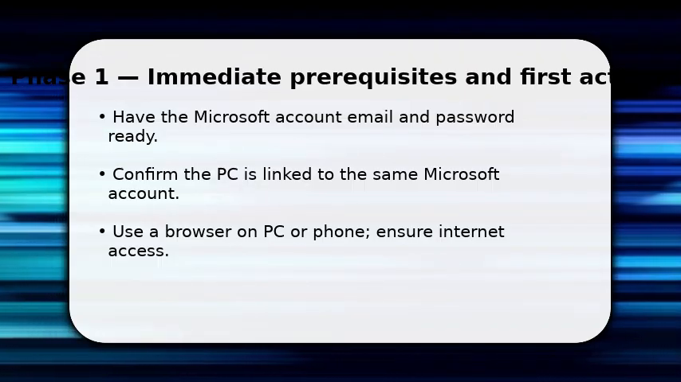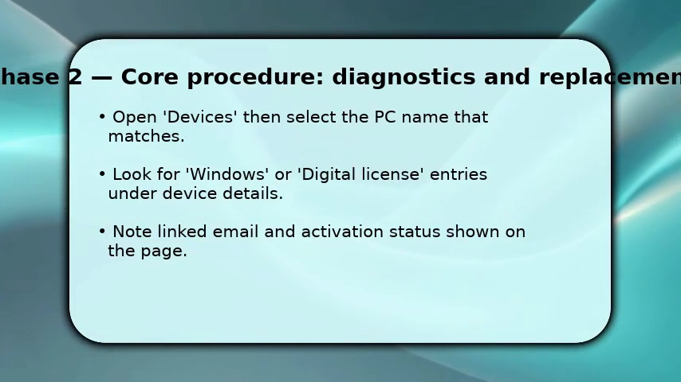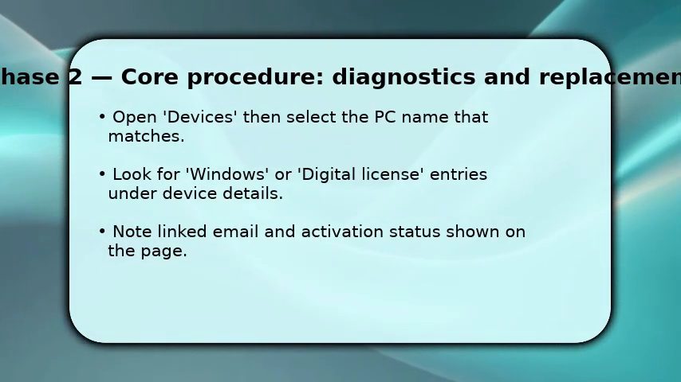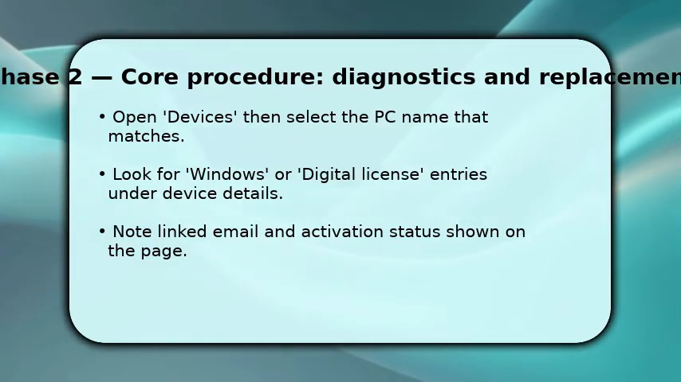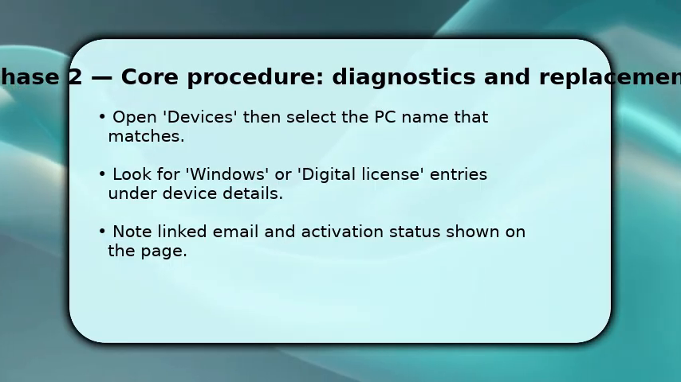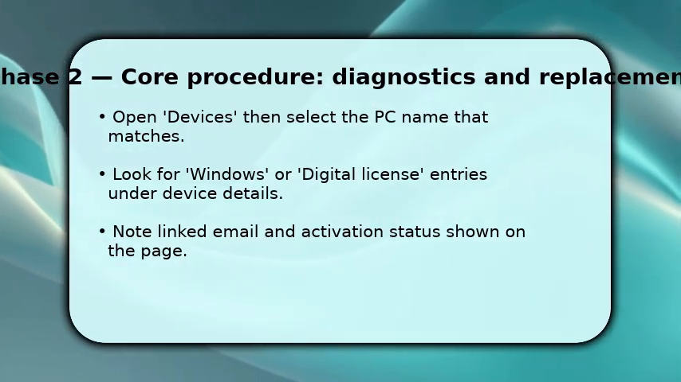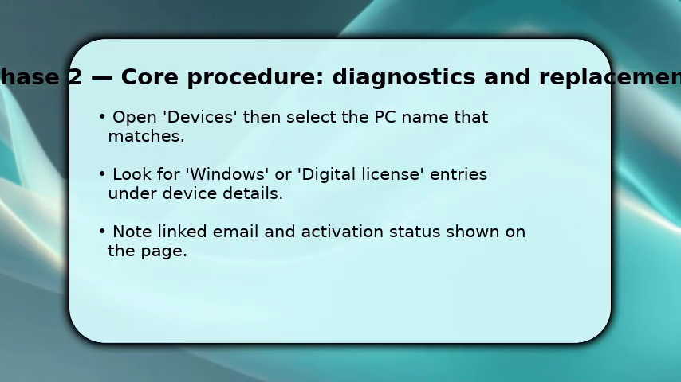Once done, move to Devices to locate the linked Windows 10 license details. Next, you click Devices and pick the specific PC name. This filters to the machine that holds the Windows 10 digital license. You want to inspect the device details where Microsoft shows Windows or digital license verbiage and activation status. That tells you why you may not see a 25-character key.